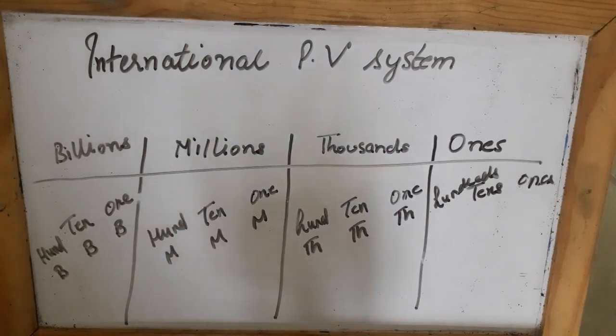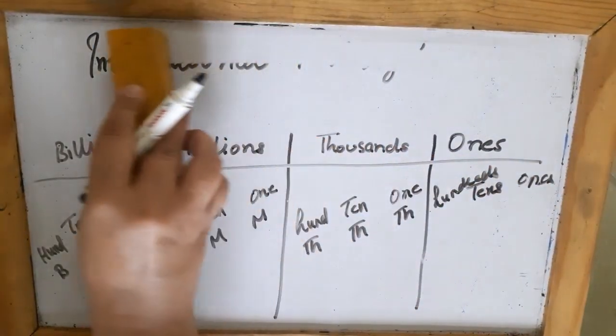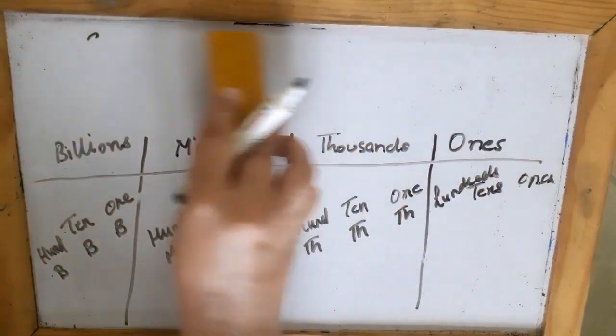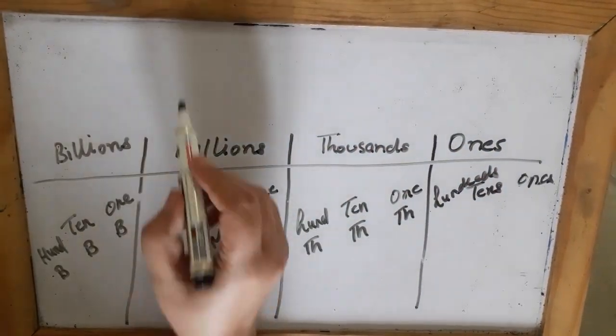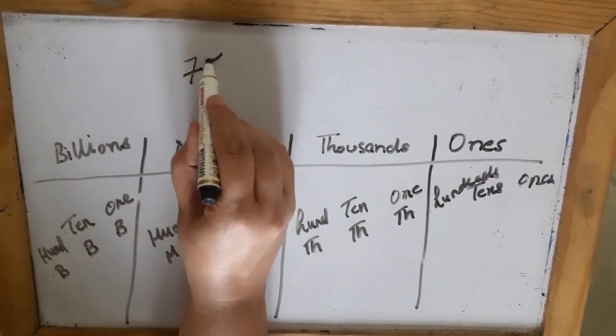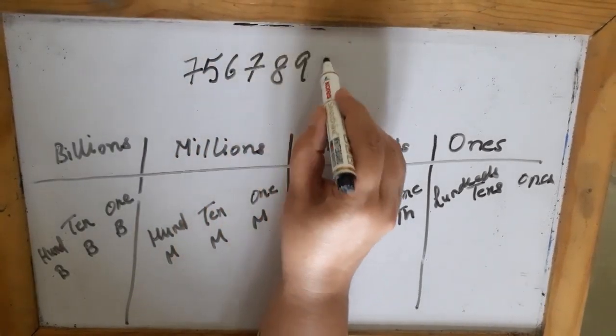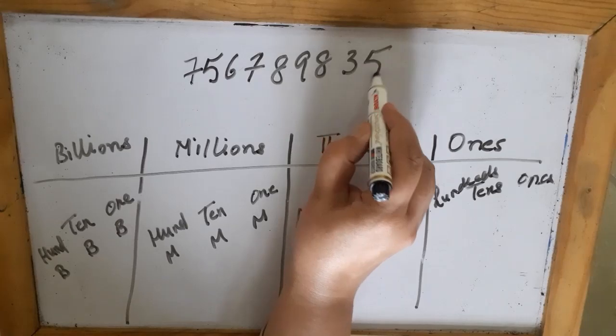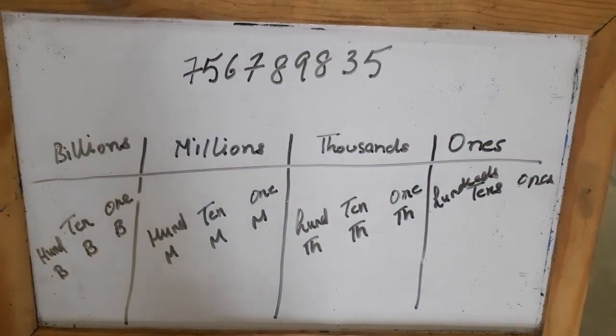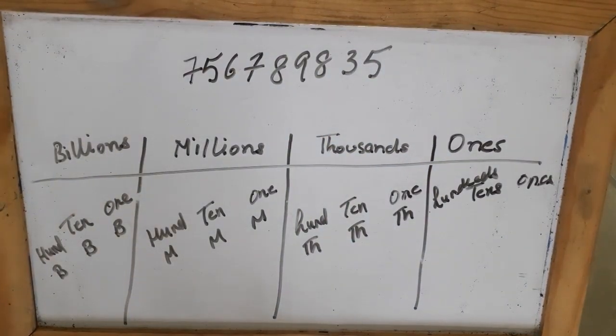Now if you have to read a number according to the international system, how will you do that? Suppose I have this number and I have to read this in the international place value system.